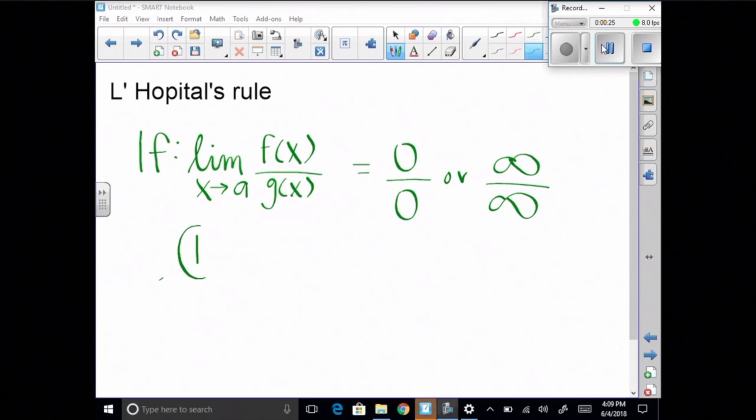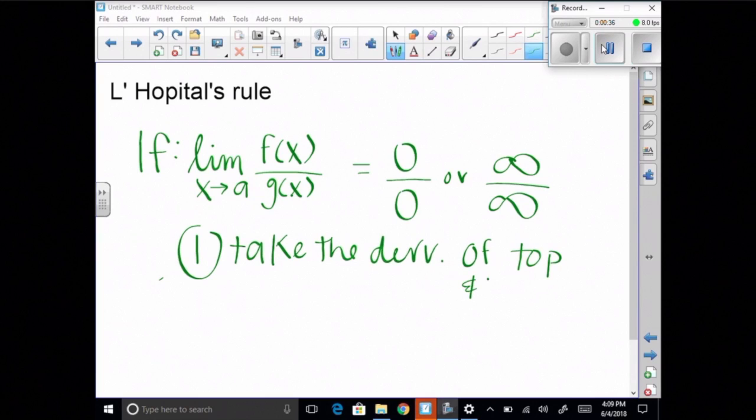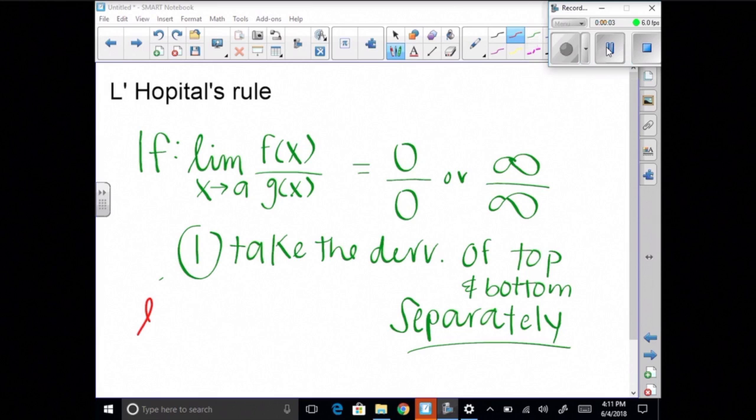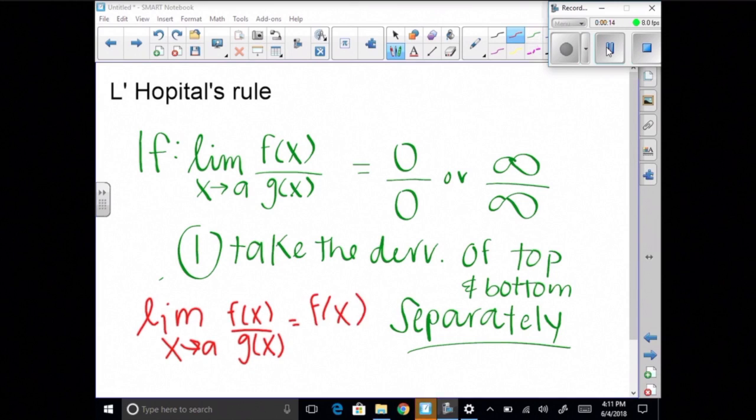And that is, you take the derivative of the top and bottom separately. That means the limit would then equal f prime of x over g prime of x.